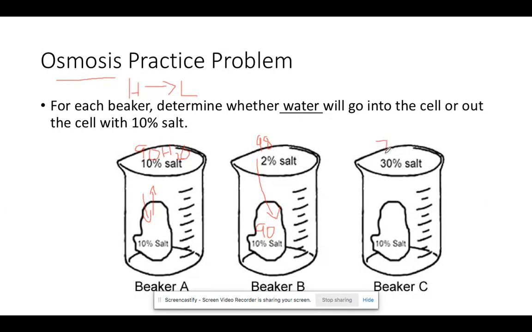So here we have the same thing. We have 30% salt, so we know it's 70% water, and here we're still keeping the same. Remember, the cell is or should be the same in this case, I'm just trying to show you the same cell. So here we have an area of high water concentration and an area of low. Literally what's going to happen is the water is going to leave the cell. So now the cell is going to shrink and then possibly die from it.